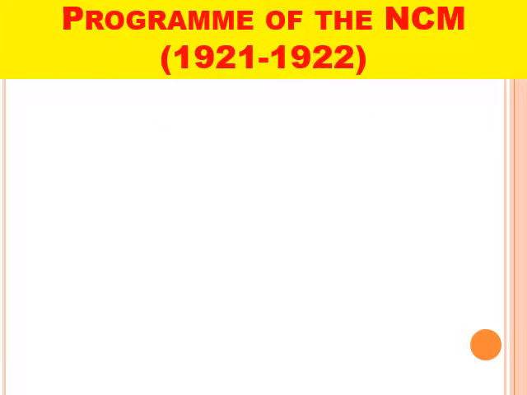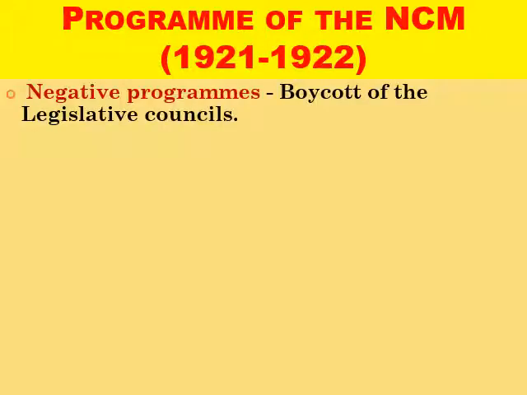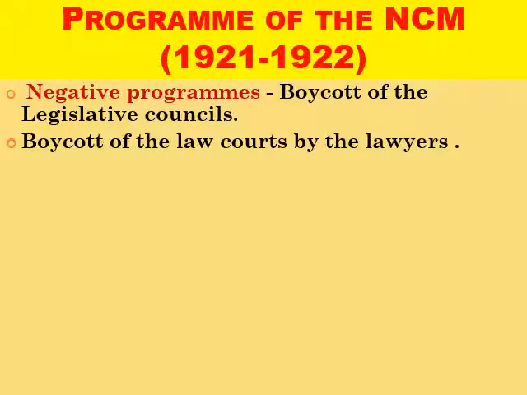Now we will read about the programs of the non-cooperation movement. The non-cooperation movement was launched in 1921 and stopped in 1922. First of all, we'll discuss the negative programs. Boycott of legislative assembly: Mahatma Gandhi said that the members of the legislative assembly should boycott it. That means they will not go to the legislative assembly.